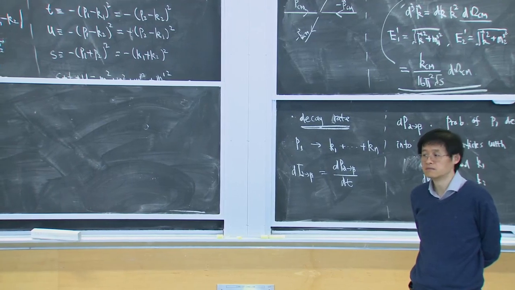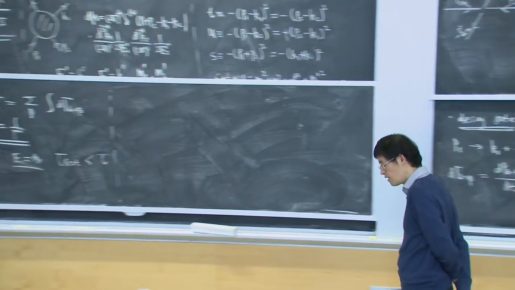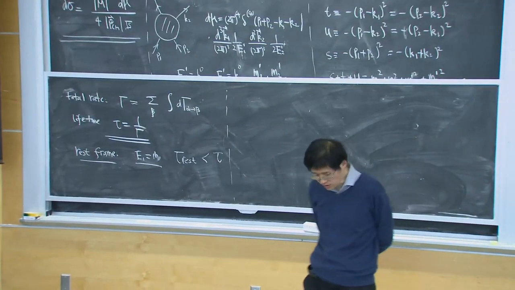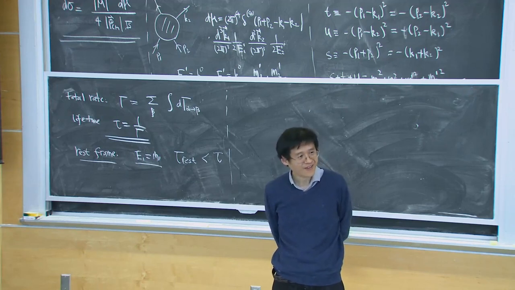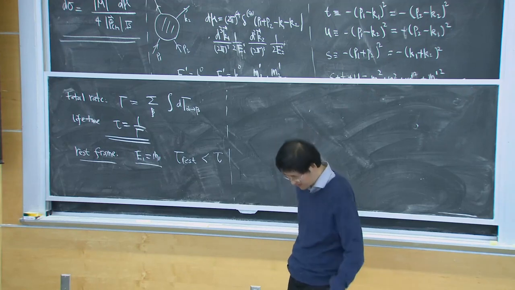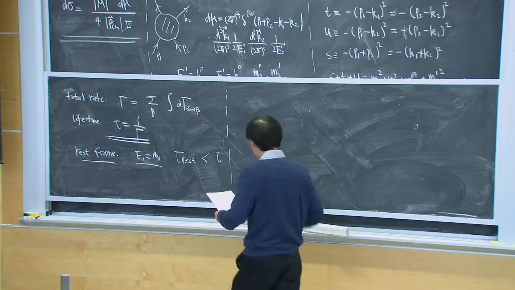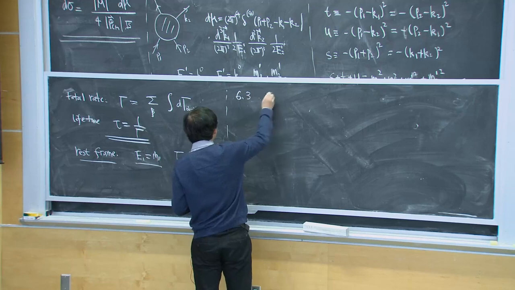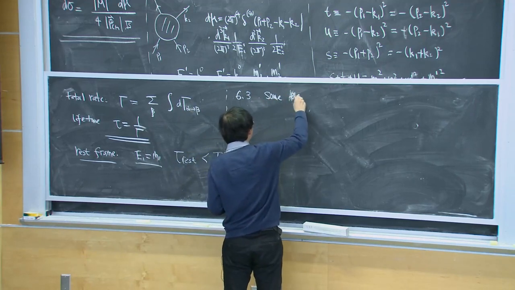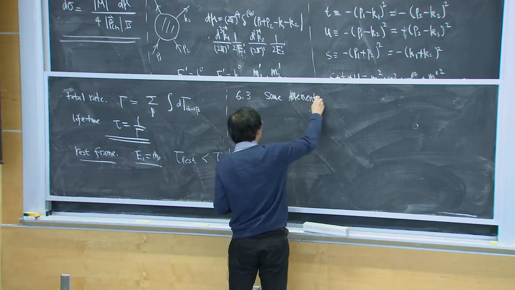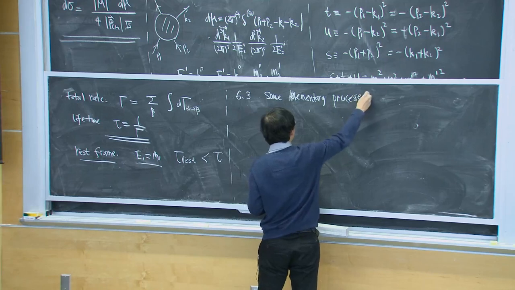Other questions? Okay, good. So that finally concludes this discussion of the cross-section and the decay rate, okay? And now we can study some process. We only have 10 minutes, so we will not really be able to do it, just maybe to start it, okay?